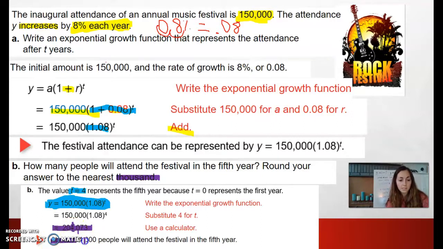So the answer is about 204,000 people will attend the festival in the 5th year. Notice there's a lot of real life here, so you're going to see real answers. You're not just going to write 204,000. You're going to write a sentence because it's about a real life situation. Okay, so this is about growth, about increasing, about real life.